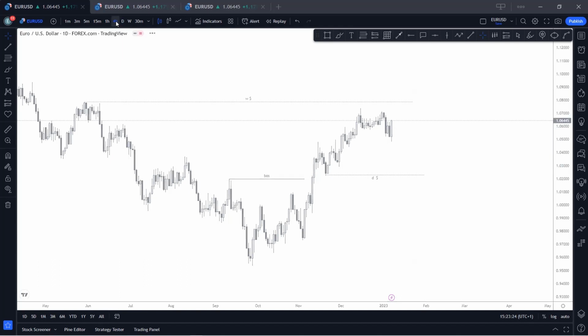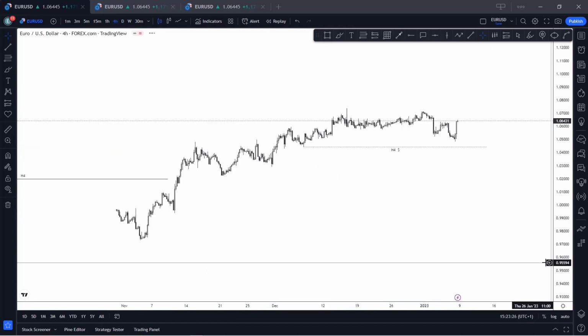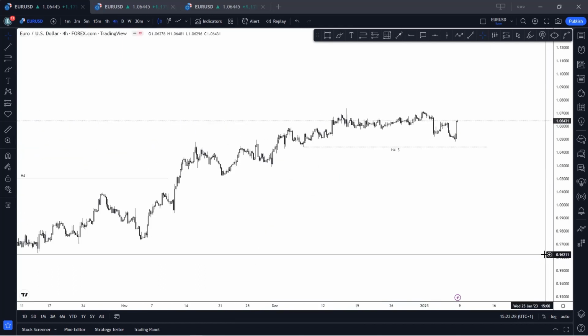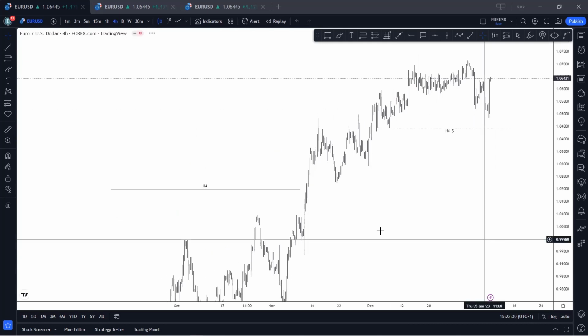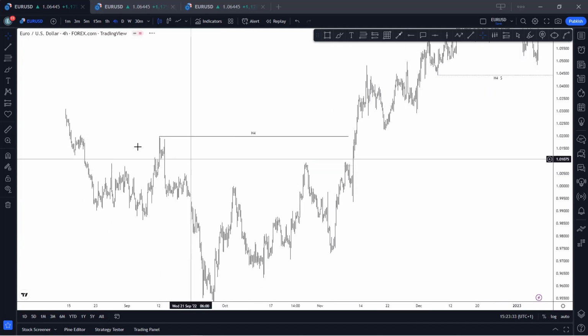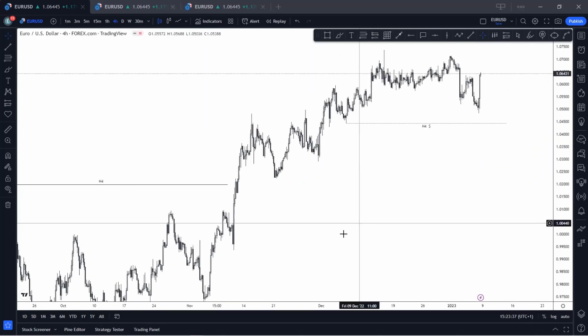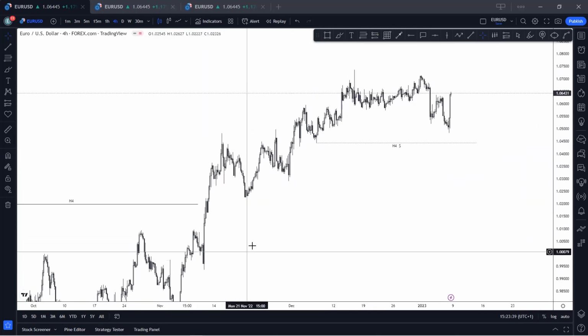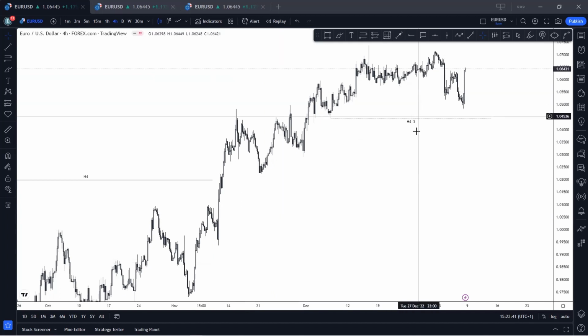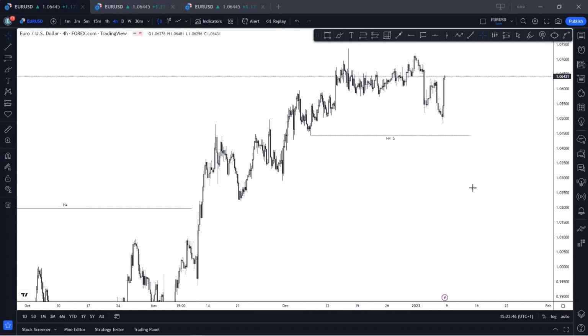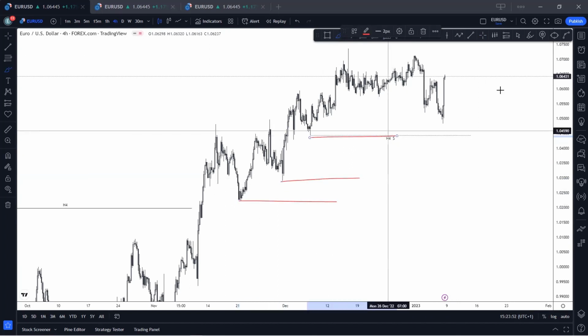Now let's look at the 4 hours. On the 4 hours, we can see that we also broke this high, which was also the daily high. And now we can see that the 4 hour is also bullish as well. Since the 4 hour is bullish, we created a series of internal liquidity. All these lows are internal liquidity.